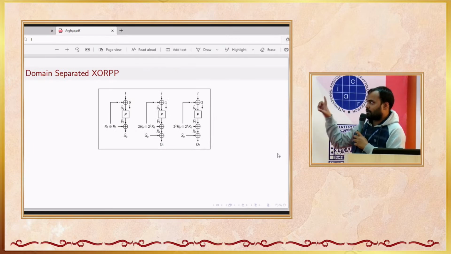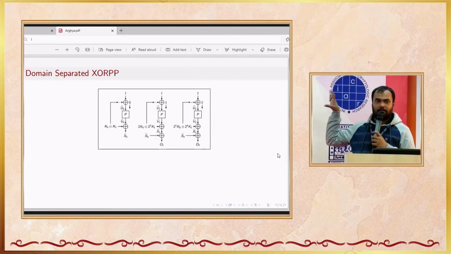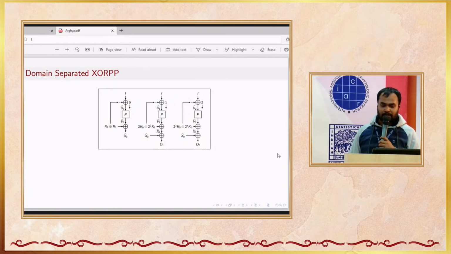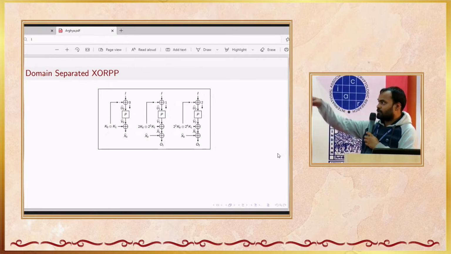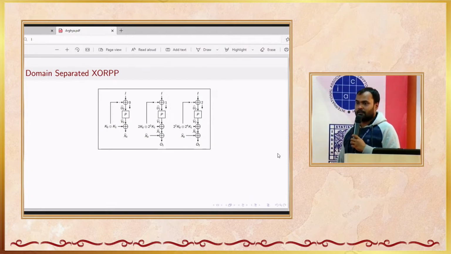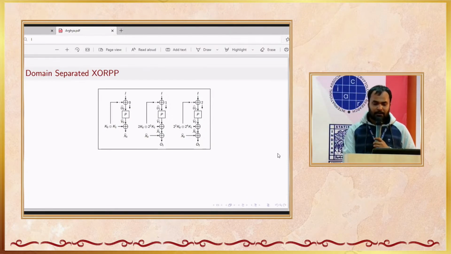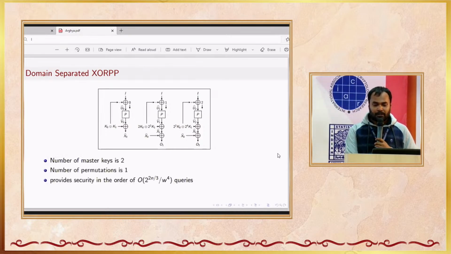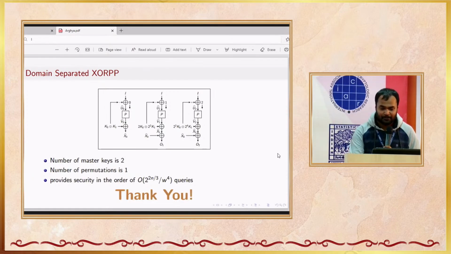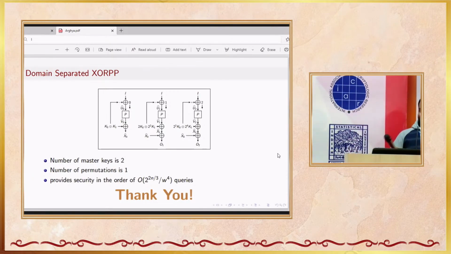So this was the single message chunk processing from the previous picture, where we can see that in the previous case we used P0, P1, and P2, 3 different permutations. In this case, we just domain separated them by 3 different bits. In this particular case, we have to use 2 bits because 0, 1, and 2. And we will get again 2 power 2n by 3 bit security with a factor of 1 by W to the power 4. Thank you. Any question?